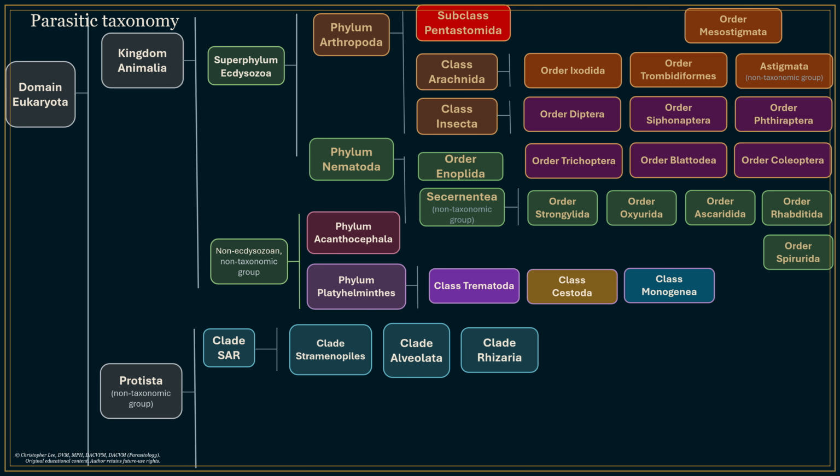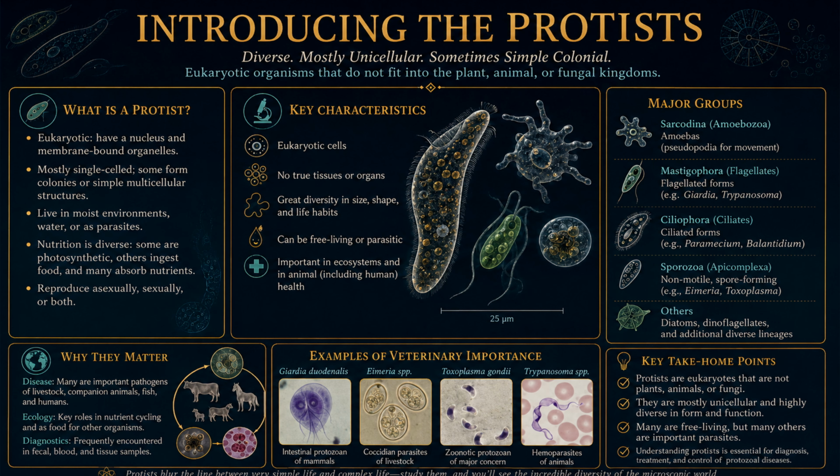Now we will switch from animal parasites to protists. Protists are eukaryotic, but they are not animals, plants, or fungi. The protist side of the map is very diverse, so we will treat it as a practical framework rather than a simple kingdom. Protist is a practical term for a very diverse collection of microscopic eukaryotes. Some are free-living, some are symbionts, many are parasites.